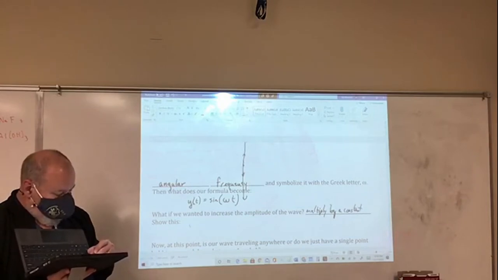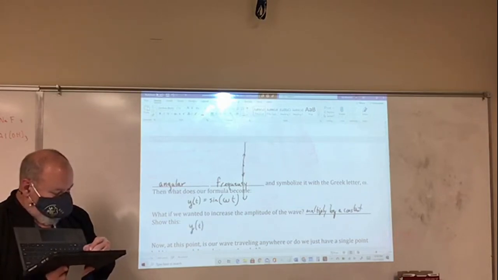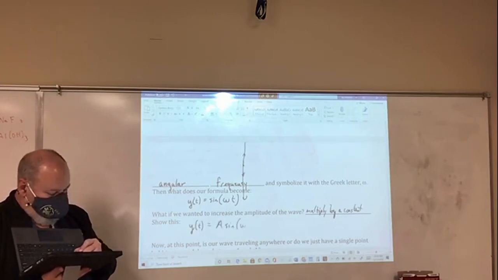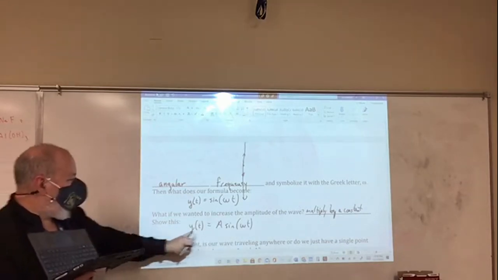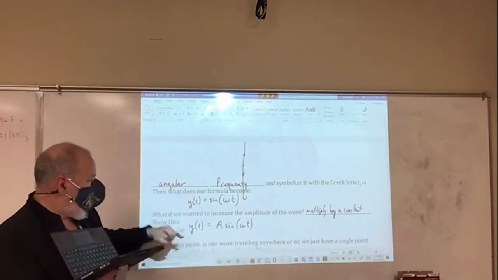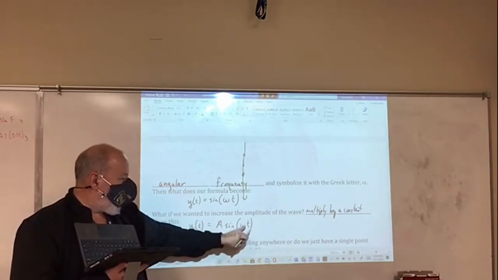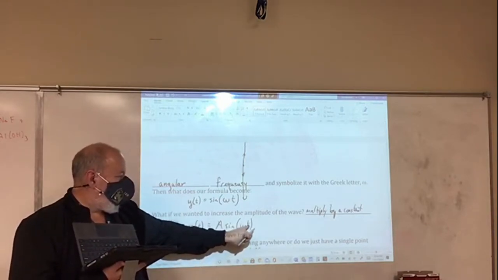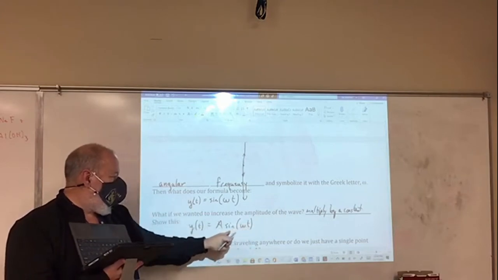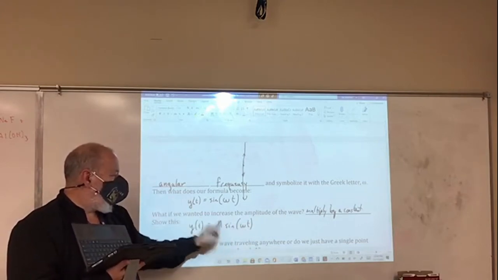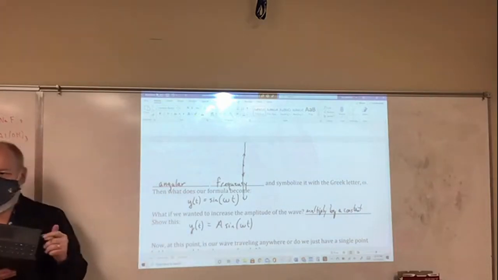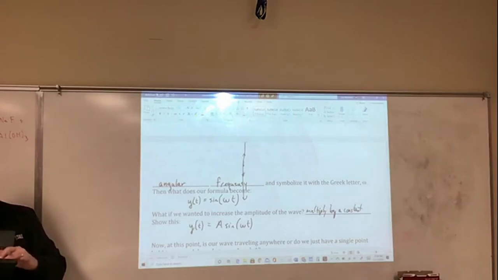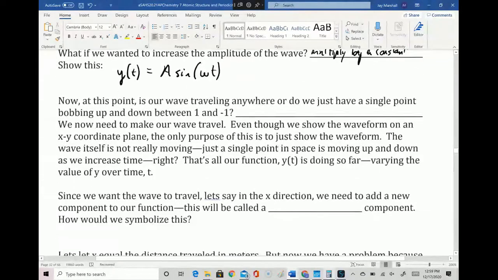So now I have y of t equals a sine of omega t. So my wave formula now takes into account the frequency of the wave, the amount of time that the wave has traveled, and the amplitude of it. And if I put all that together, I get the position of the wave in that up or down direction.